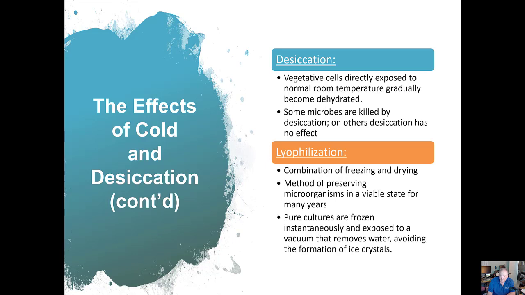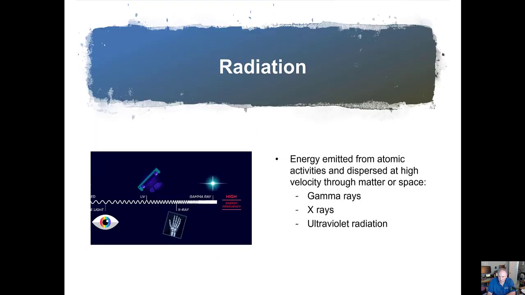So lyophilization, that's how you spell it. It's a combination of freezing and drying. Pure cultures are frozen into these little teeny vials, and all you have to do is re-wet them with usually a growth material and let them sit, and then you can put them on plates and they'll grow out pretty nice.